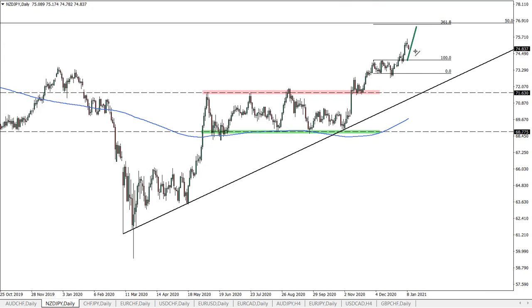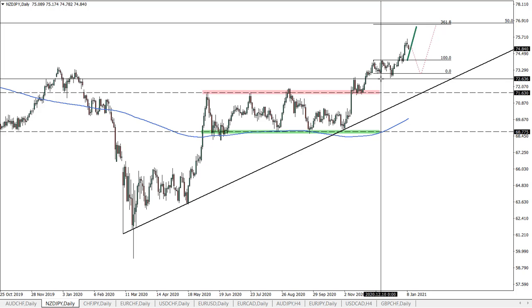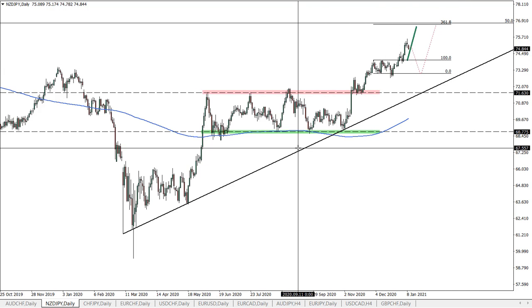So maybe I think this is also a possible scenario for this pair, that we will see a strong pullback and only then continuation of the upside move. Nonetheless, as long as this support holds, we should remain in an uptrend.